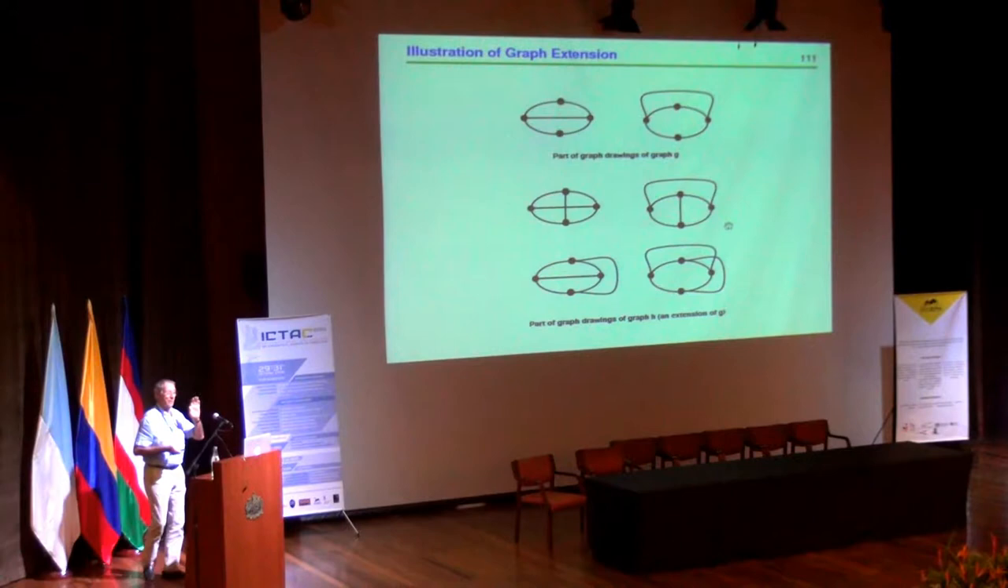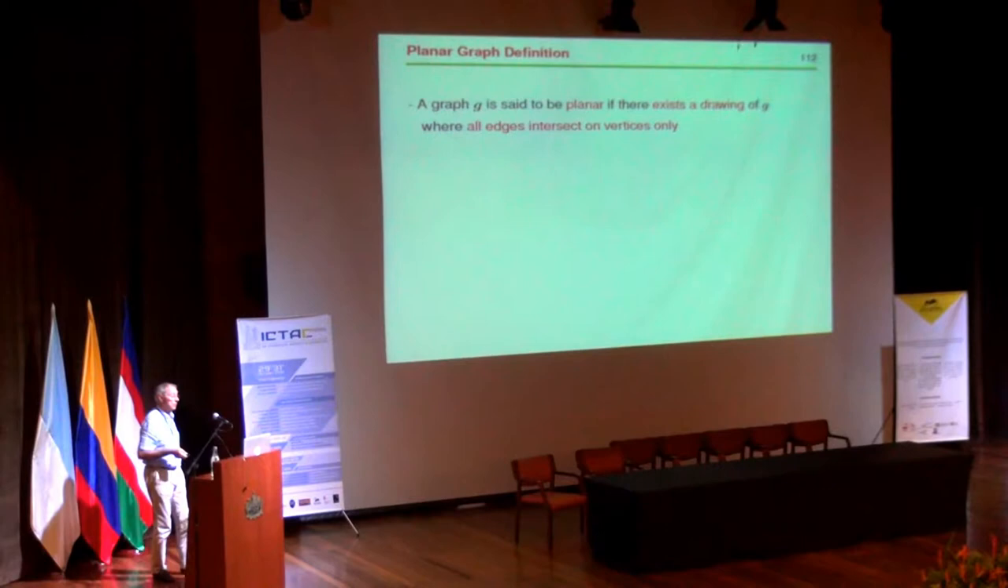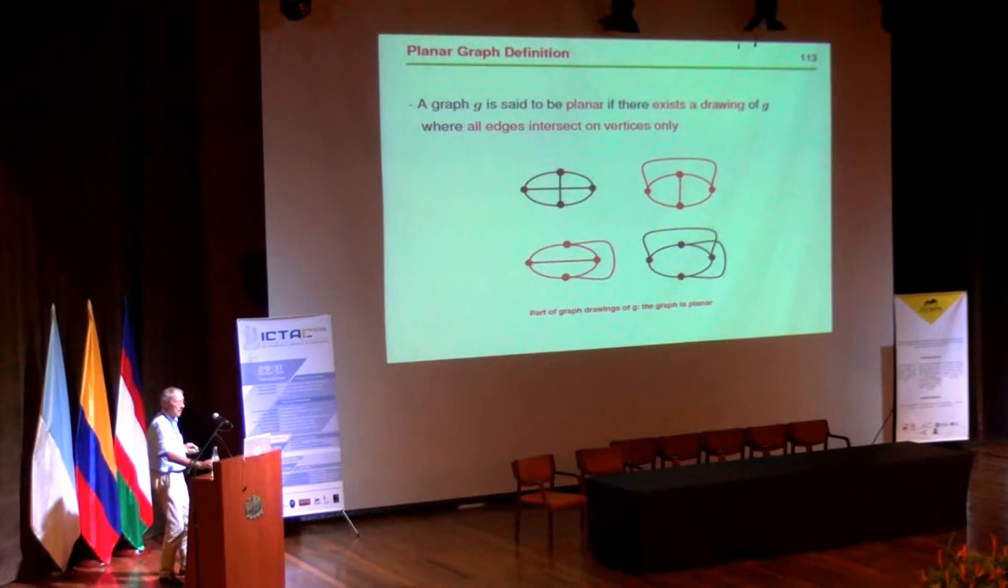So we are not too far now from the planar graph definition. A graph G is said to be planar if there exists a drawing of G where all edges intersect on vertices only. So here you see three graph drawings, and these ones are okay because there is no intersection. This one is not, but there exists at least a drawing. So we have this, we have two of them, probably also more, and for this reason we can say this graph is planar. If a graph is not planar, it means that in all drawings there are always crossings at points which are not vertices.